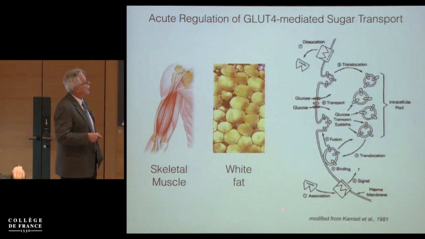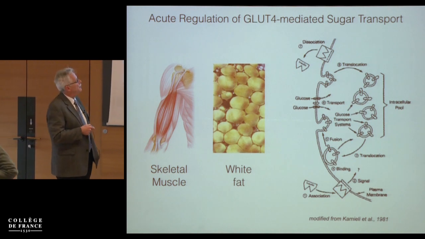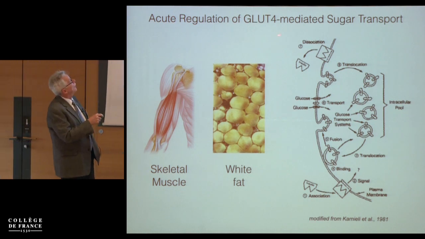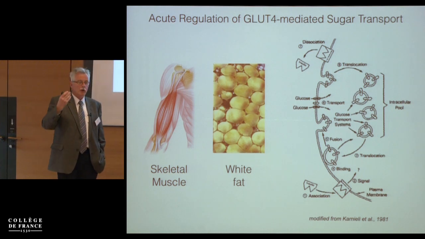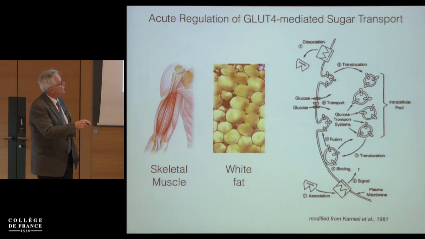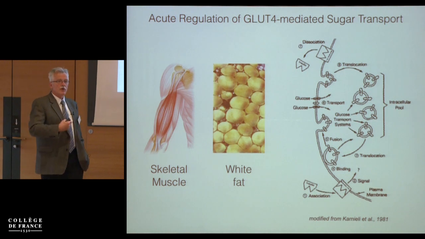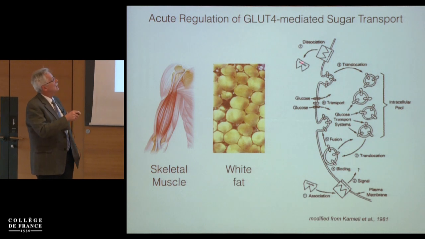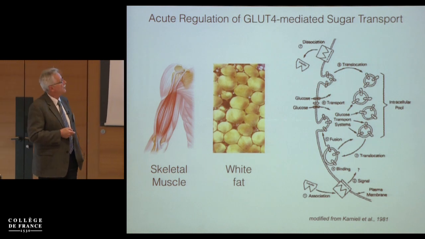And this is the way it was proposed to work many years ago, and all of the experimental data support the hypothesis. There's a large pool of intracellular glucose transporters, they're GLUT4, and when insulin binds to its receptor after release due to a meal, intracellular GLUT4 translocates to the plasma membrane, fuses, increasing the amount of transporter at the cell surface, which lowers blood glucose. Insulin levels fall, it dissociates from its receptor, and the transporter is re-internalized for another signal from insulin.